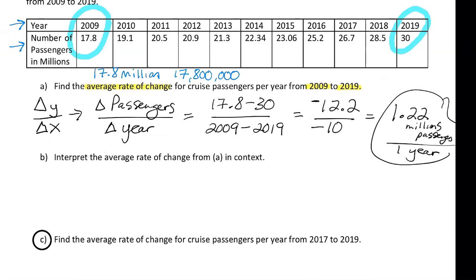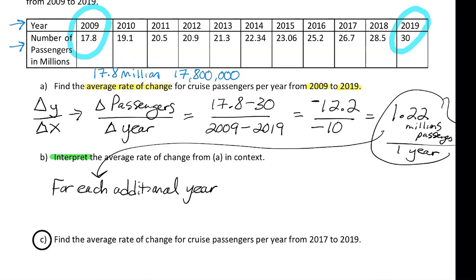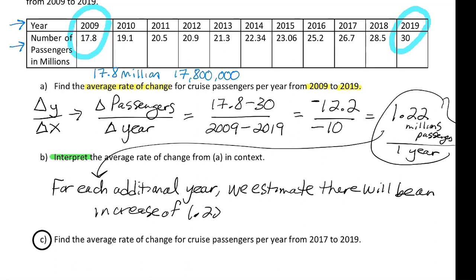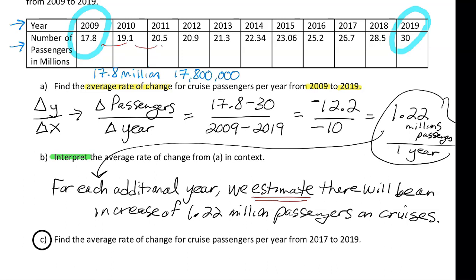So B says interpret the average rate of change that we had in A. If you include the units, that's going to make it much easier than if you didn't include units. We would say for each additional year, or as each year passes, we estimate there will be an increase of 1.22 million passengers on cruises.